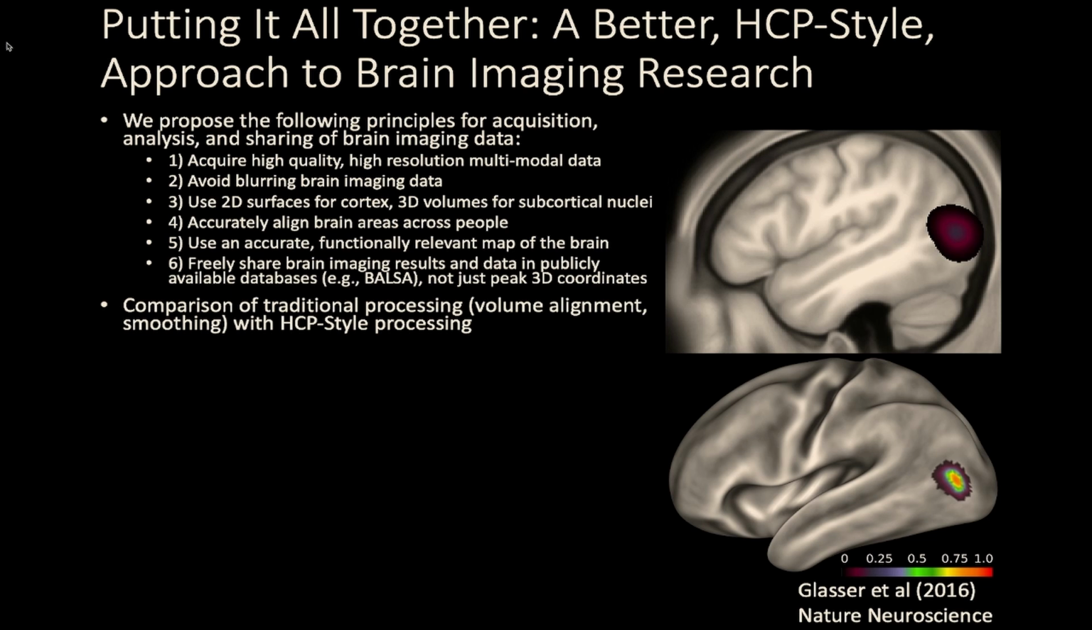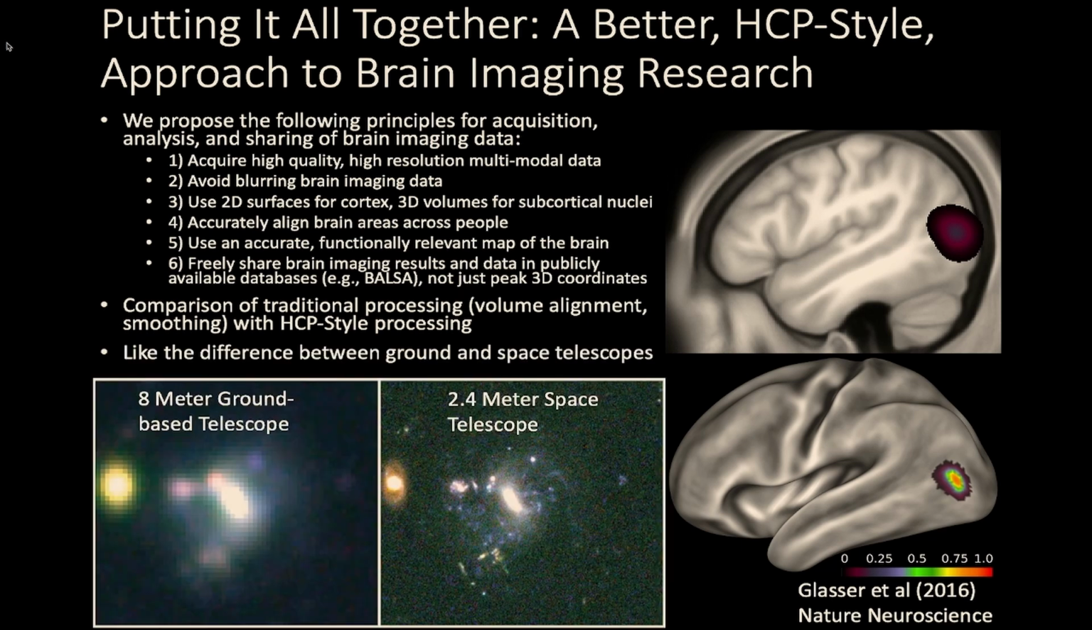If we put it all together, say, what was in maybe 2012 the most common volume-based processing, aligning in the volume and also doing 8mm full width at half maximum smoothing, you get something that looks like this for the area MT data. And then the recommended approach I presented to you here, where you align on the cortical surface, you don't smooth, and you use an areal feature-based alignment, you can see really an enormous difference in your ability to do spatial localization.